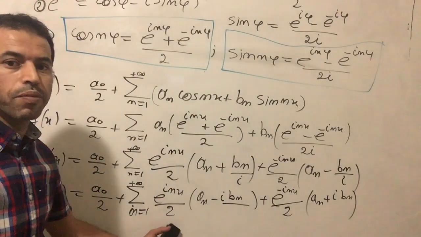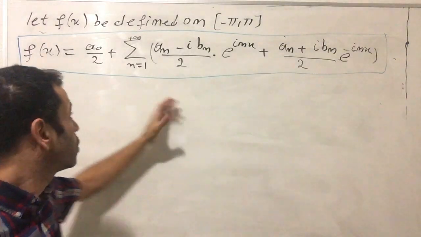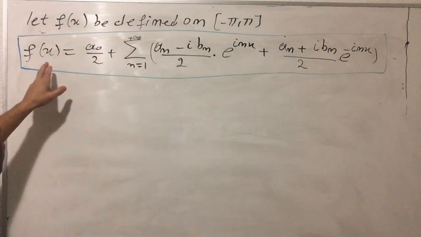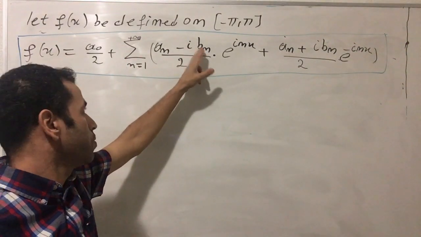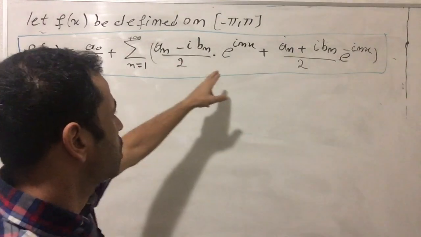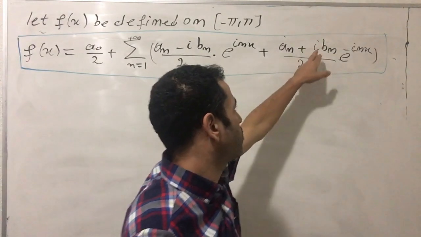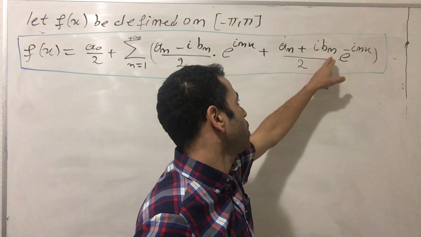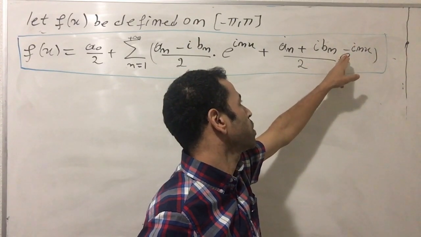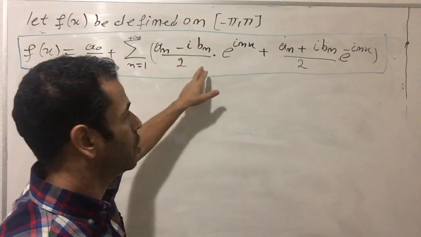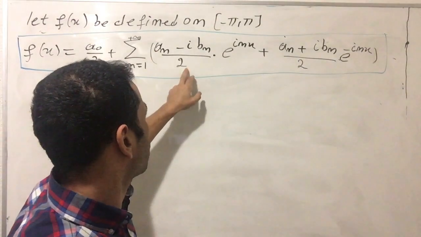Now I'm going to bring this one at the top and continue with our problem. The last expression that we have: f of x equal to a naught over 2 plus the sum of a sub n minus i b sub n over 2 multiplied by e to the i n x, plus a sub n plus i b sub n over 2 multiplied by e to the minus i n x. These are called the Fourier series coefficients.